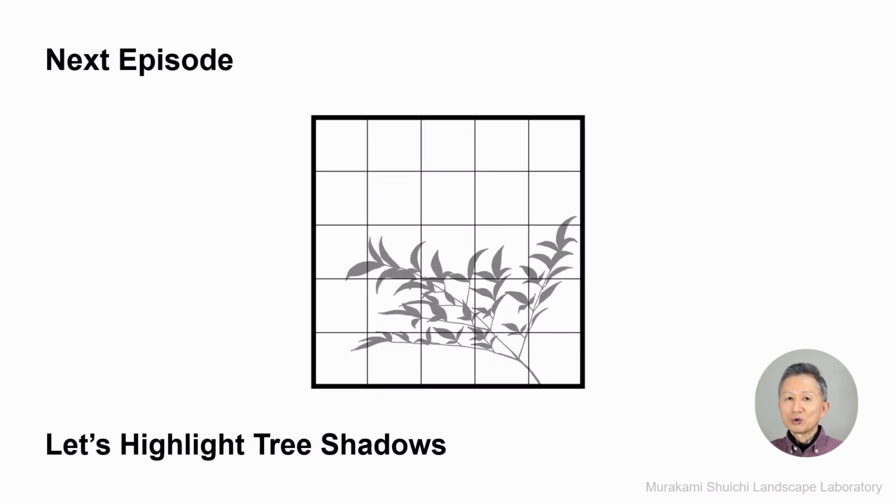In the next episode, we will turn our attention to the shadows cast by trees. Through the practice of the renowned landscape architect James Rose, we will explore the forms and movements of shadows created by branches and leaves and the ever-changing expressions of light and shadow over time.